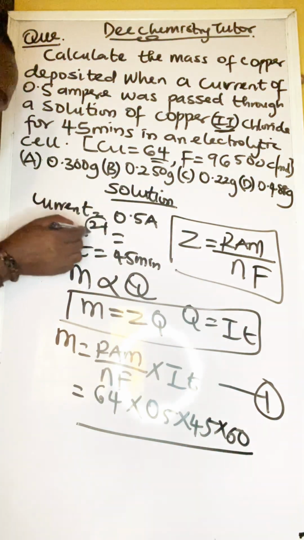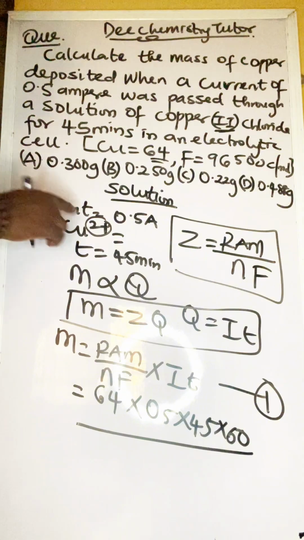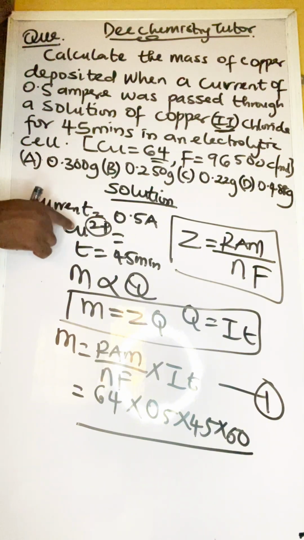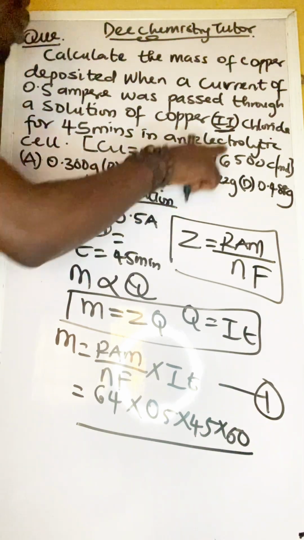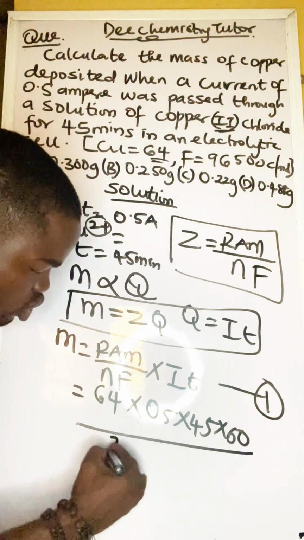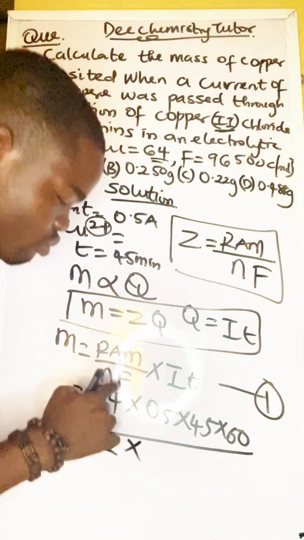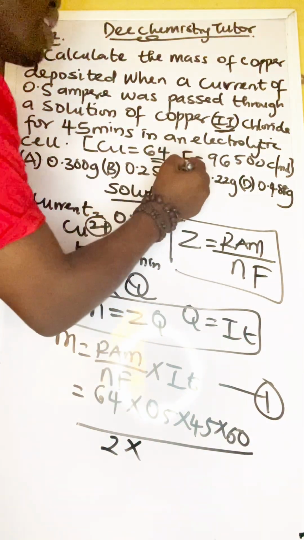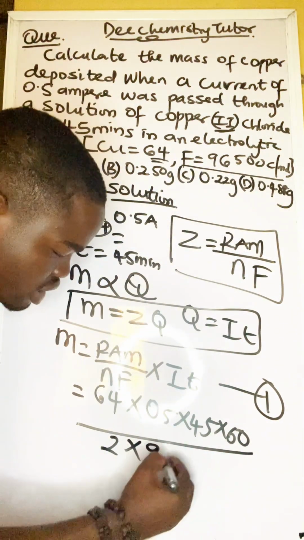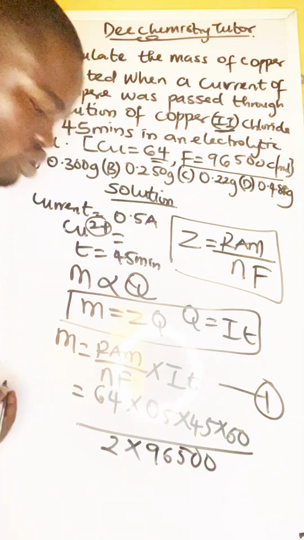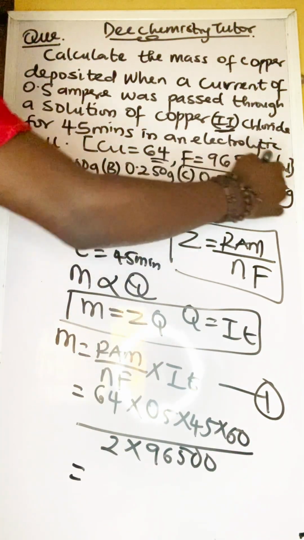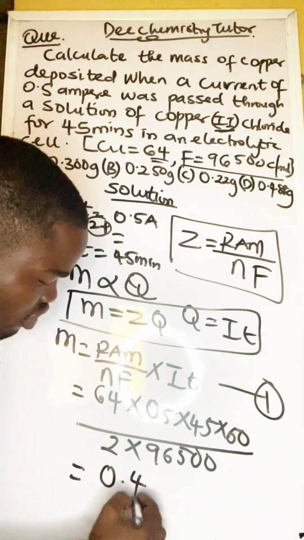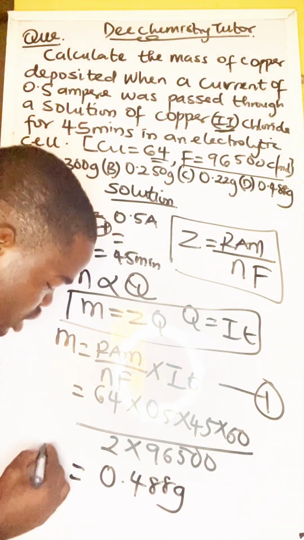N is the charge on the copper here, that's the number of moles of electrons, which is 2. Because you can have copper II, you can have copper I, so they will give you copper II chloride. That's why it's very, very important. N is 2. Then times F, the Faraday constant, 96,500 coulombs. So if you calculate this, you get the answer to be 0.488 gram. That's the mass.